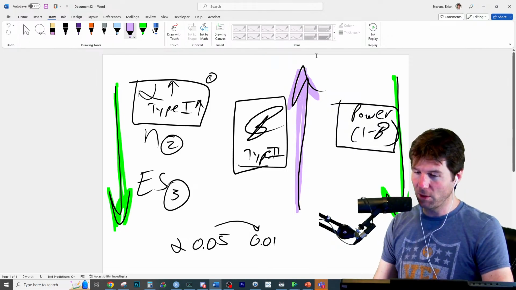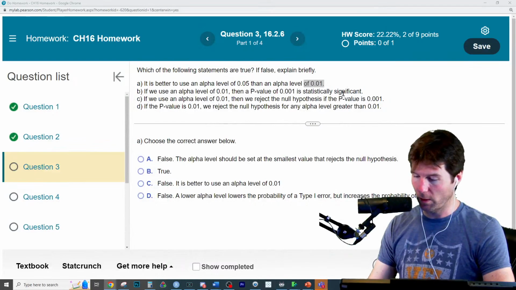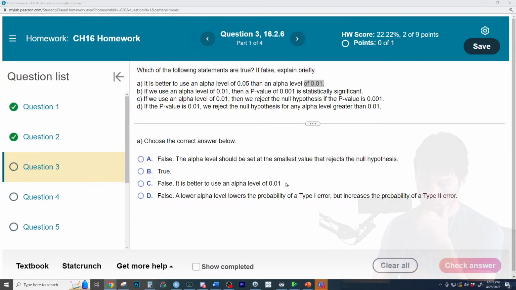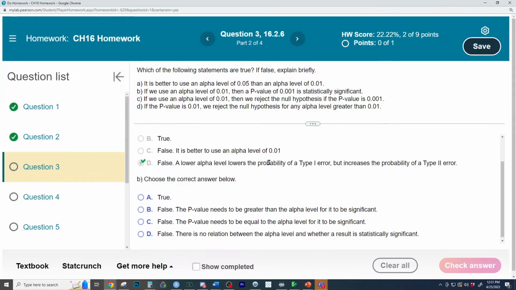So is it better to use one of those? Well, depends on the types of errors you want to make. So the alpha level should be set. No. A lower alpha lowers the probability of type 1, but increases type 2. Literally what we're reviewing right there. So if you know that and can explain that, you're good to go. It is better. Good job right there.